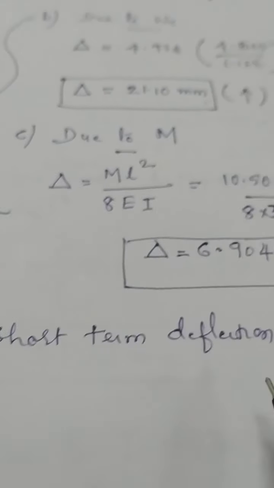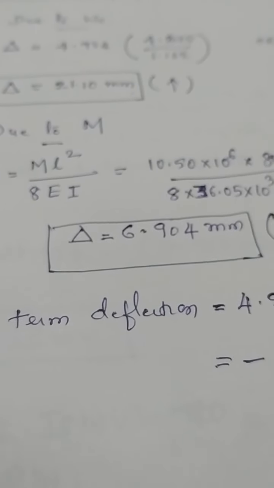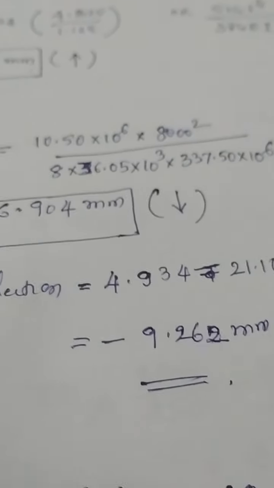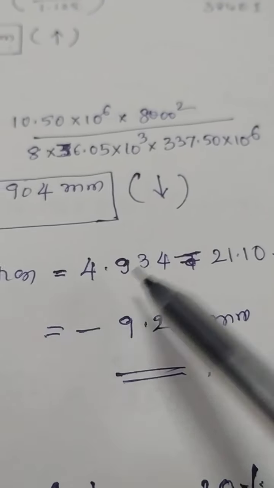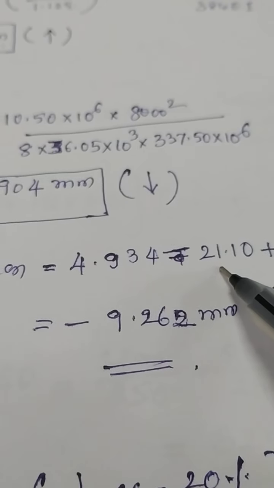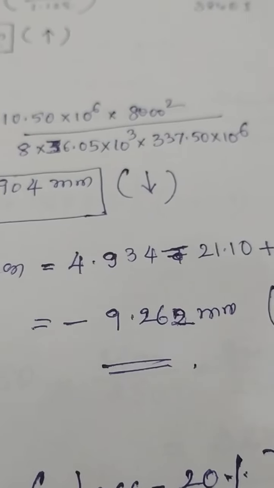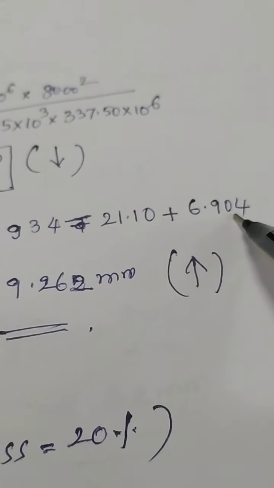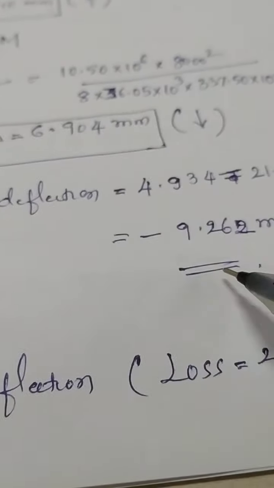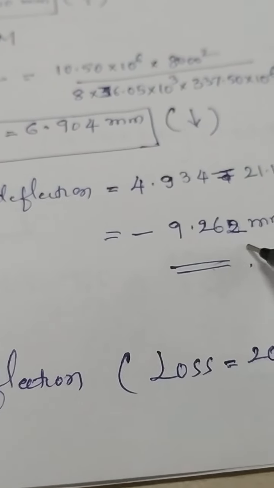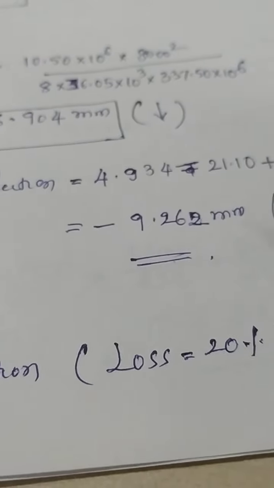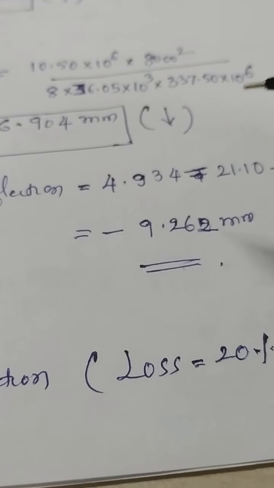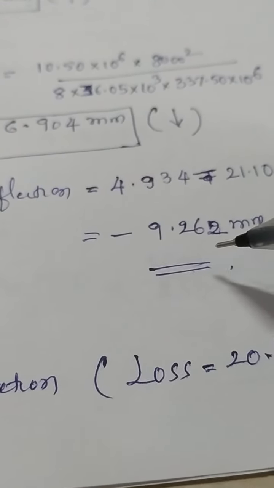Now short-term deflection due to P and dead load, I will combine now. 4.934 is due to dead load, downward, positive. This is due to WC, upward deflection, minus. This is due to M. On combination, the final deflection will be 9.262, a negative value, that is upward deflection. Deflection due to P and dead load should always be a negative one.